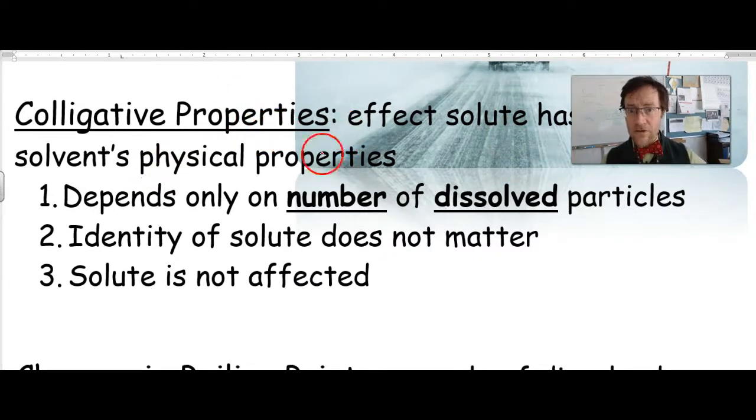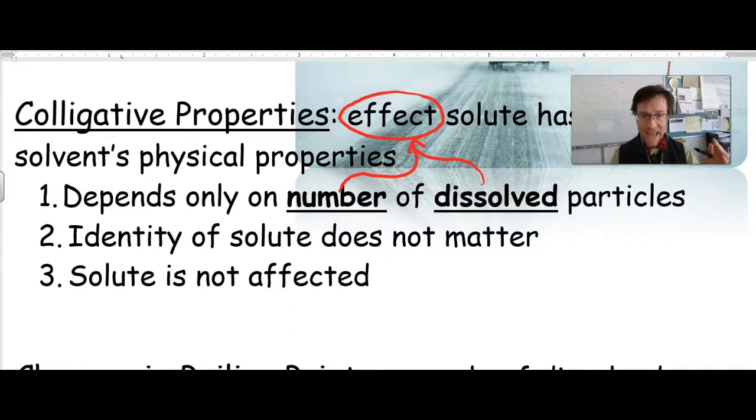The only thing that actually creates the effect is the number of dissolved particles. So it doesn't matter what you dissolve. The solute itself doesn't really matter. The only thing that matters is how much of that solute you can dissolve into the water. That's it. The identity of the solute completely doesn't matter at all. Once you dissolve it, that's kind of where it stays. Nothing really changes about the solute.